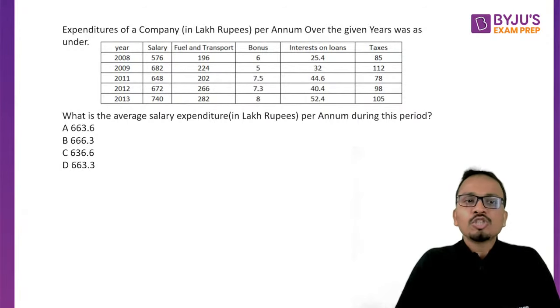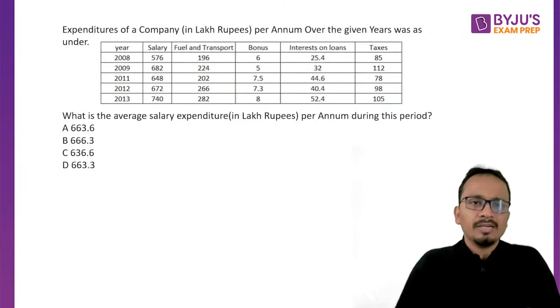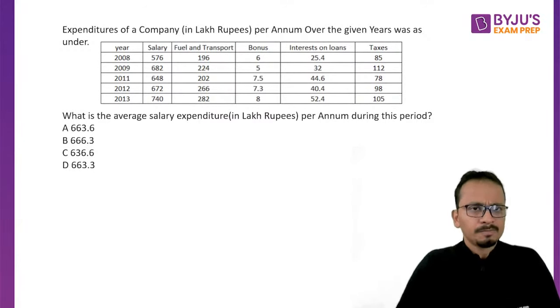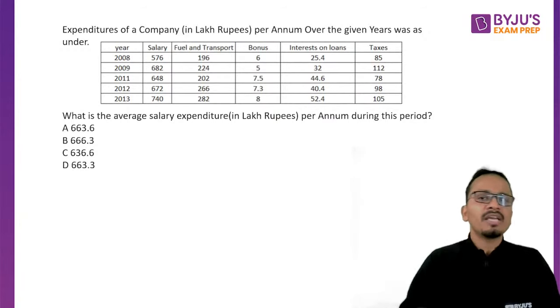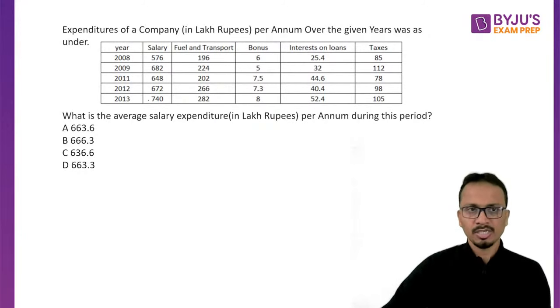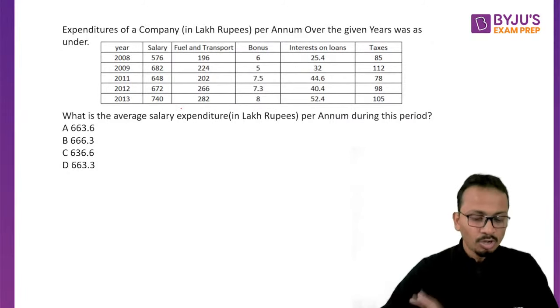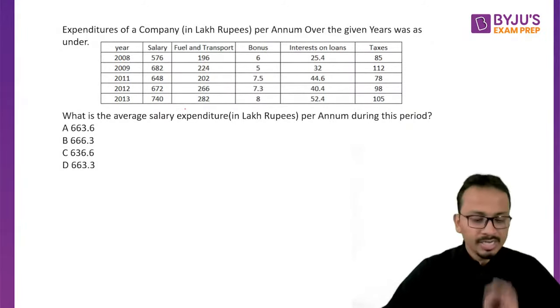Now, expenditures of a company per annum over the given years was as under. So different heads for expenditures are given over different years. All right. Now the question is, what is the average salary expenditure per annum during the given period? Whatever is given in the table, we have to find for that period only.